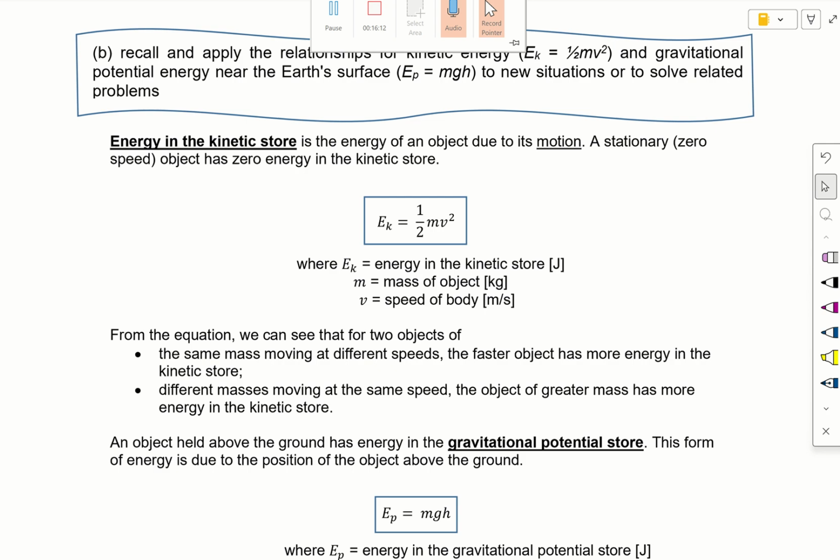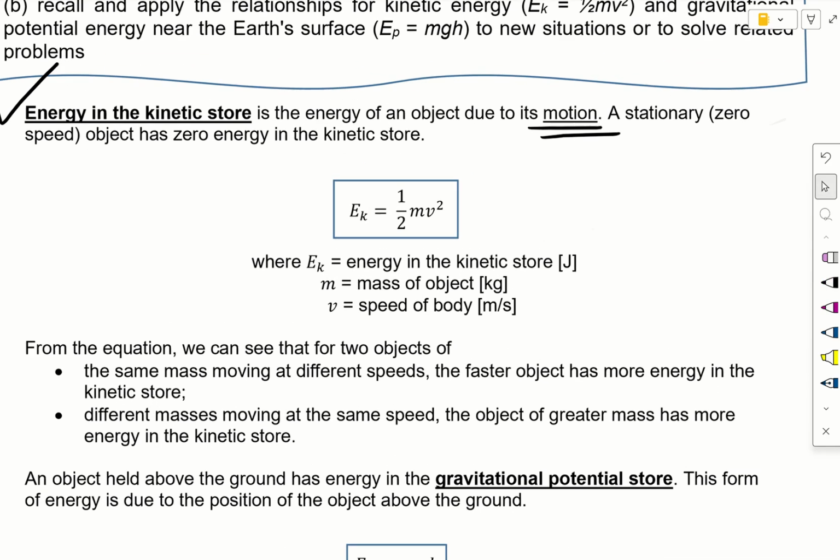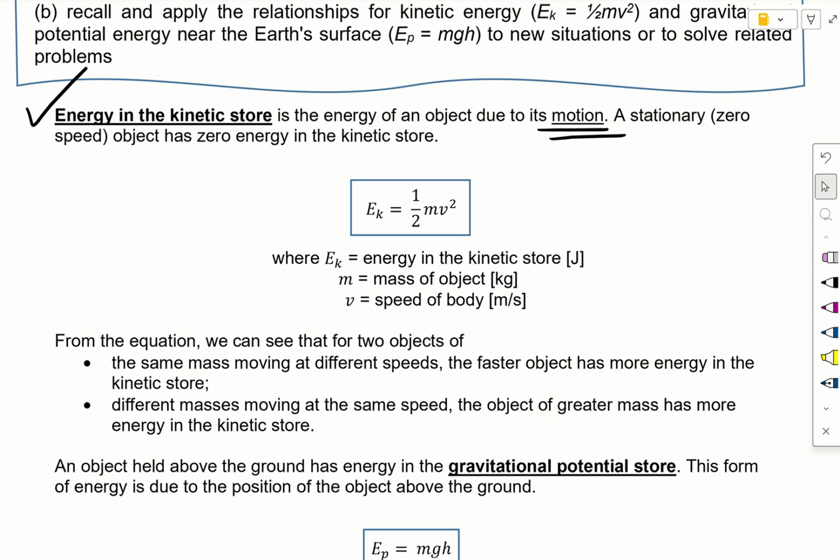Okay, for success criteria B, recall and apply the relationship for kinetic energy, EK equals half mv squared, and gravitational potential energy near the Earth's surface, EP equals mgh, to new situations or to solve related problems. Okay, so this is the definition for energy in a kinetic store. It's energy of an object due to its motion. Okay, now take note, a stationary or zero speed object will have zero energy in a kinetic store.